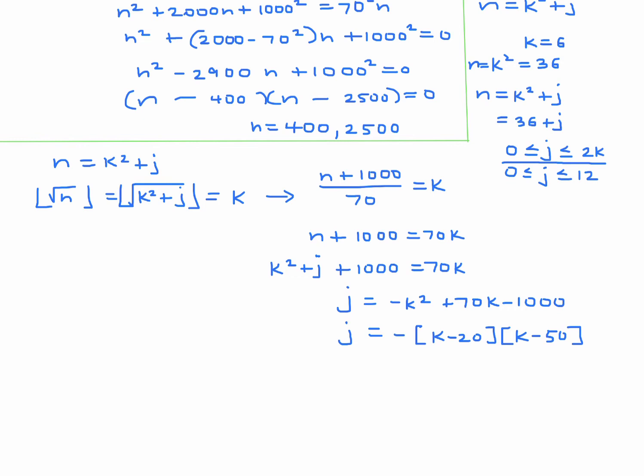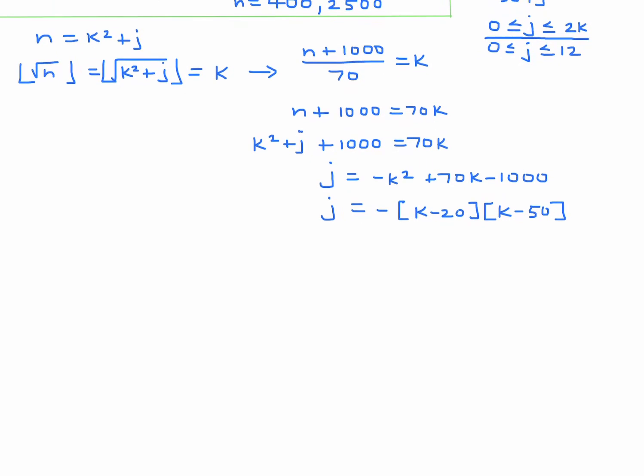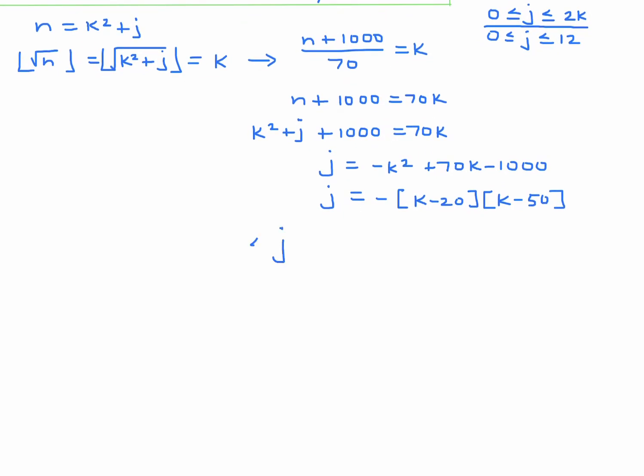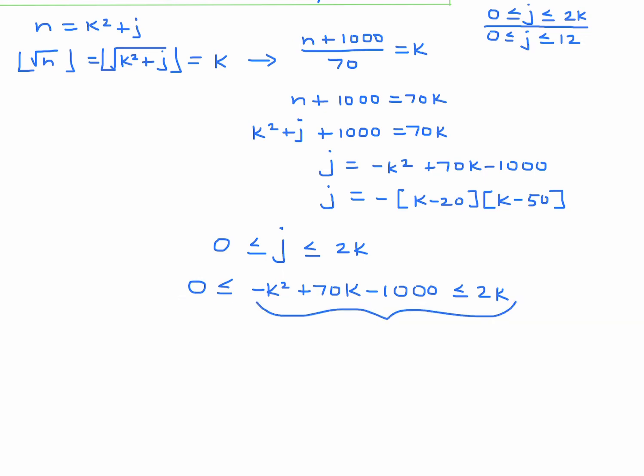Okay, now j is this, right? But we have a very nice range for j, so I can put that j into that range. j is between 0 and 2k. But j is this, so minus k squared plus 70k minus 1,000 is between 0 and 2k. All right, so let's take this one step at a time. Let's look at that one first, and then I'll look at that one. Okay, so this one, I'll do it over here.